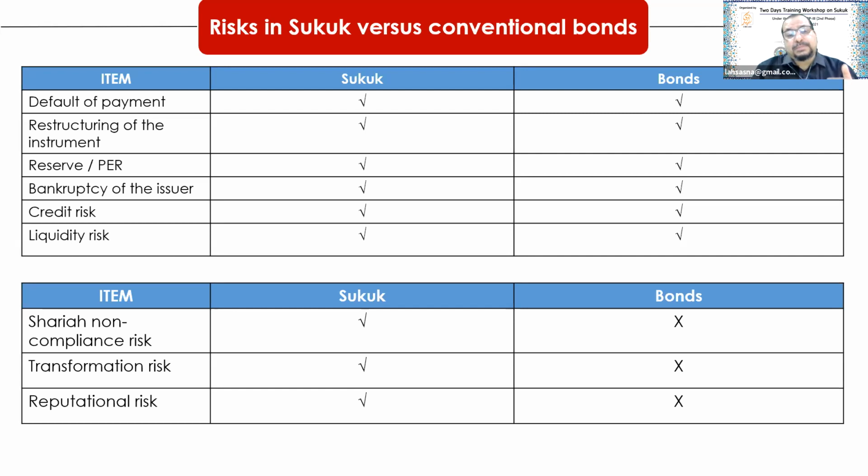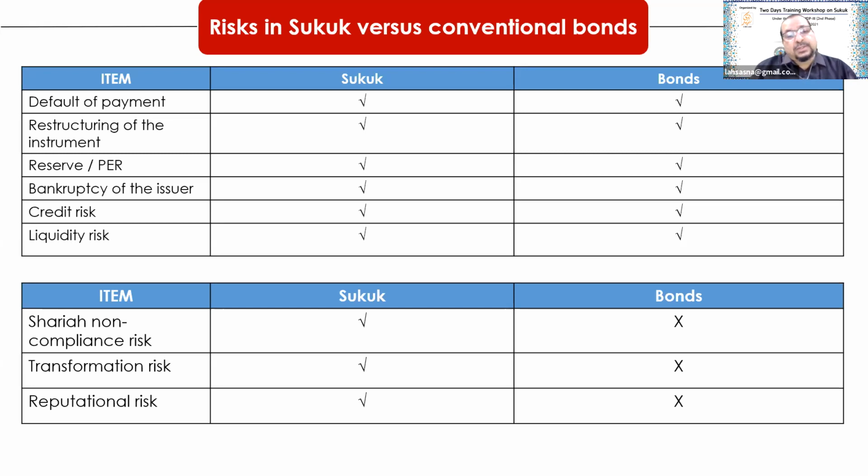Now, with some specific risk that is pertaining to the sukuk, which is not applicable to bond, is the Sharia non-compliance risk. It is more relevant to sukuk compared to bond because sukuk is based on Sharia compliance, and Sharia non-compliance risk is applicable to sukuk, not bond, because bonds are not built upon Sharia requirements.